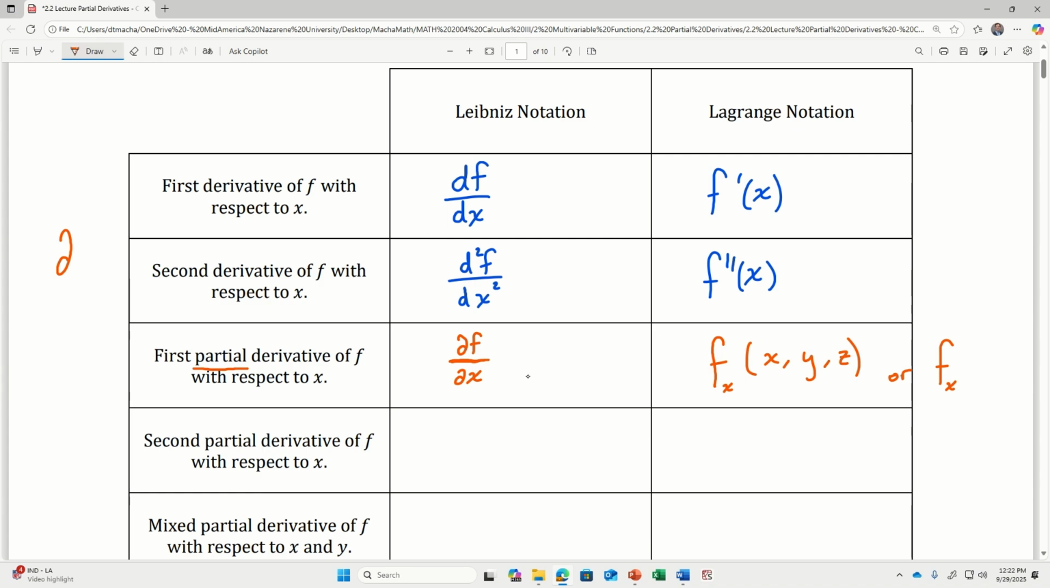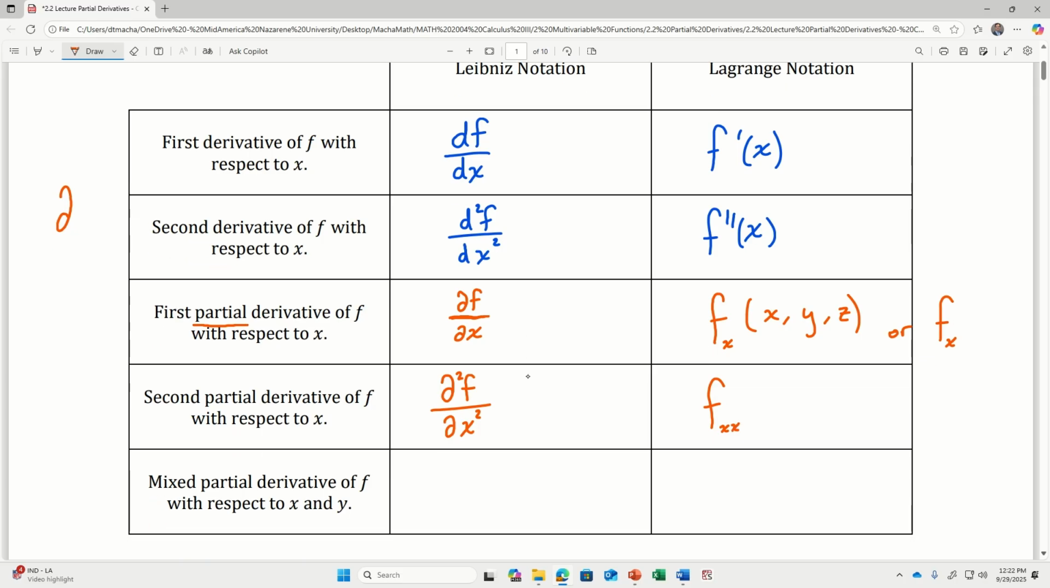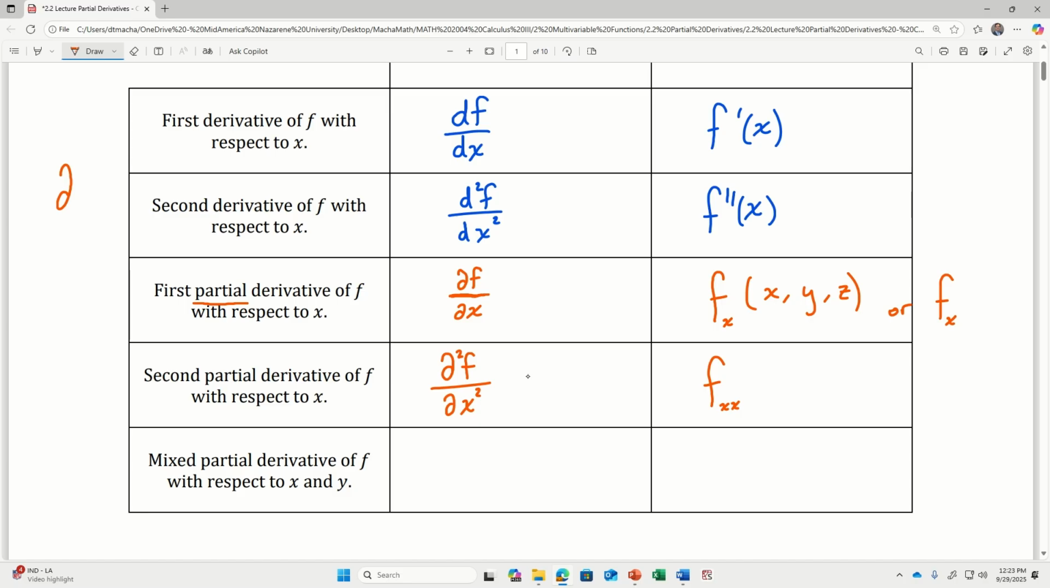If I want the second partial derivative of f with respect to x, this is how Leibniz notation has it. In Lagrange notation, we would just write this, little subscript x's. But I'm going to write 2 of them to show that I'm taking the second partial, since there's 2 of them.